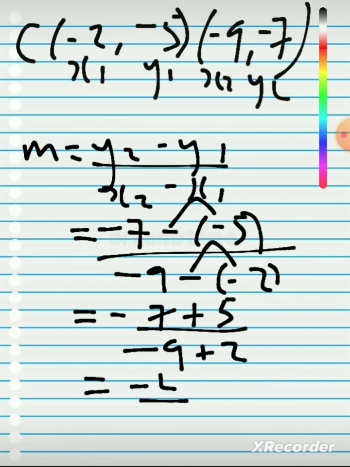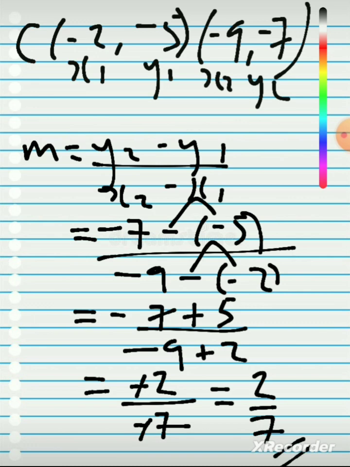Okay, so -7 plus 5, it's -2. -9 plus 2, it's -7. So the negatives are going to cancel, and we remain with 2 over 7. Okay, so this is the gradient. So what do we do next?